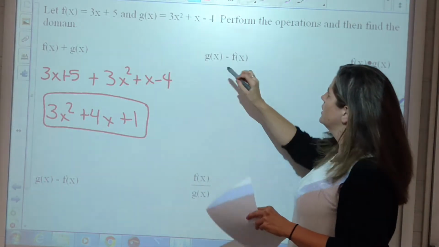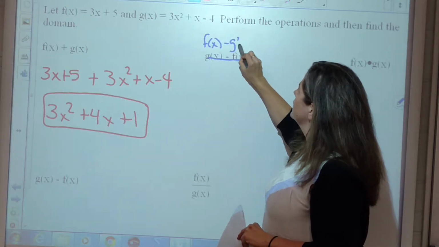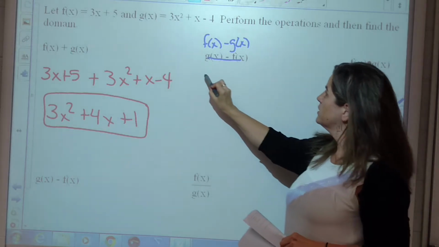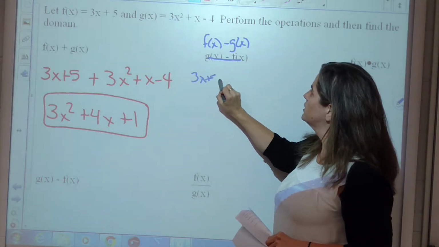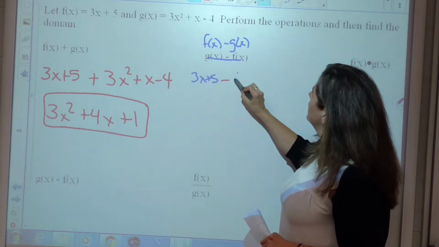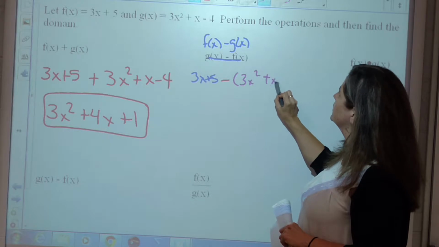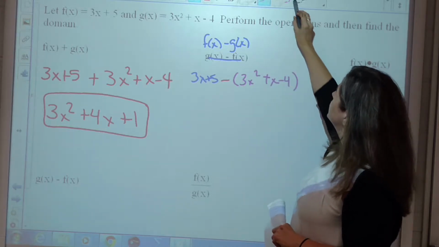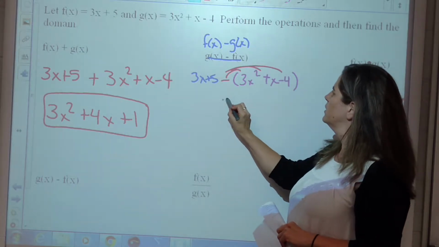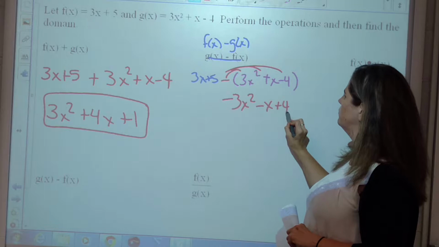It's a difference, and I believe yours has f of x minus g of x. So we'll do that expression. f of x is 3x plus 5 still, and you're subtracting the g expression, the 3x squared plus x minus 4. That's what you're subtracting. The first thing you want to do is go through and distribute that negative. So I'm going to have a negative 3x squared, a negative x, and a positive 4.